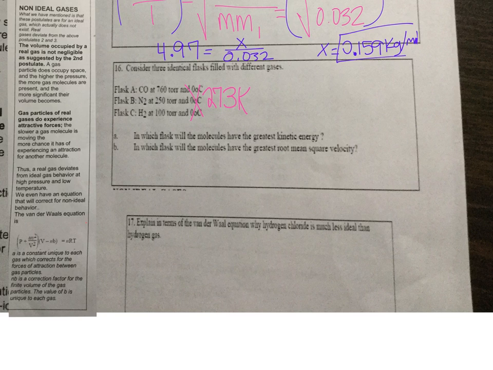Temperature is a measurement or proportional to your kinetic energy, right? So this first question, when it says, which flask will the molecules have the greatest kinetic energy, what's that answer? They all have the same, right? So this is a trick question, okay? Because kinetic energy is proportional to that temperature. The thing that's going to be different is their different masses will cause them to go at different rates or different speeds. So it says, in which flask will the molecules have the greatest root mean square velocity?